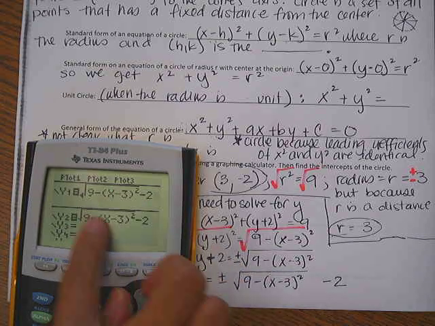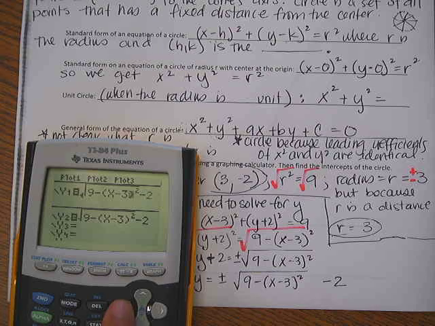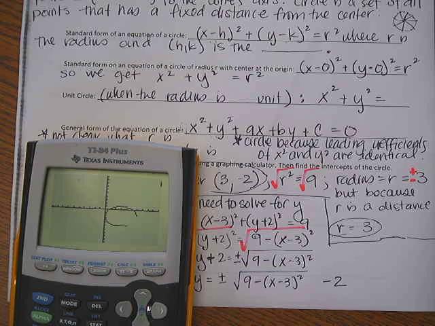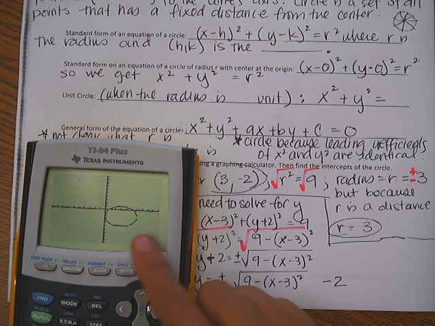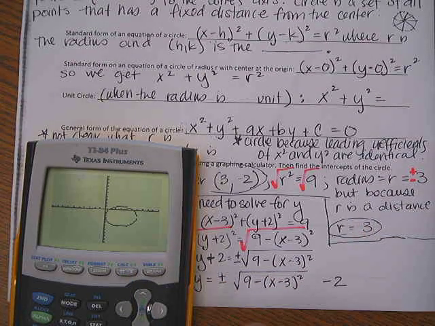So notice how these two pieces are exactly the same. The only difference is one is a negative and one is a positive. So let's graph the other one. Look, it's connecting. Isn't that cool? Now, it looks like an oval, doesn't it? It looks exactly like an oval.